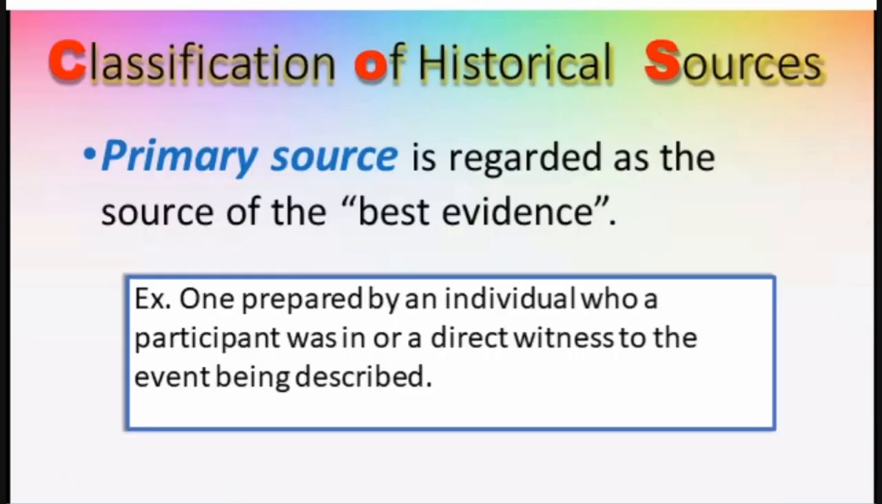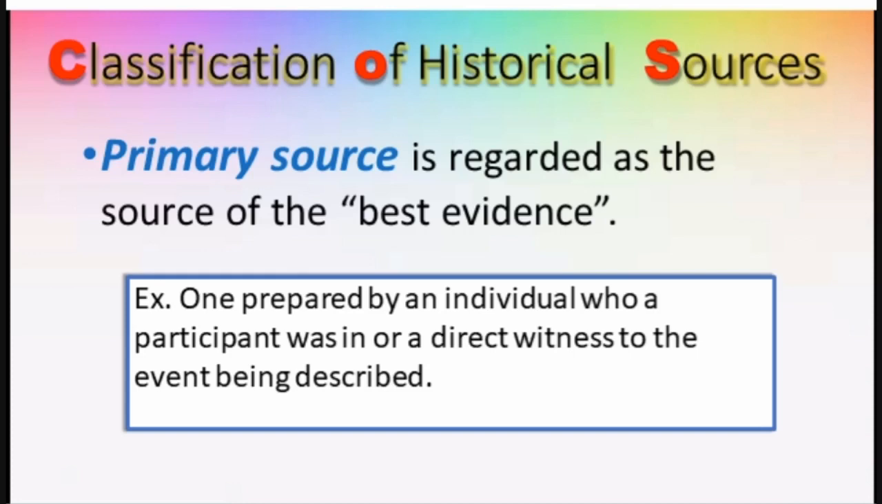And classification. What is the classification of historical sources? We know what the primary source is, right? It is the source of best evidence, because a primary source is always the original source, prepared by an individual who was a participant in or a direct witness to the evidence being described, right? I gave a good example of a primary source: how Abhilash collected a book by going to the library, because he was a direct witness.